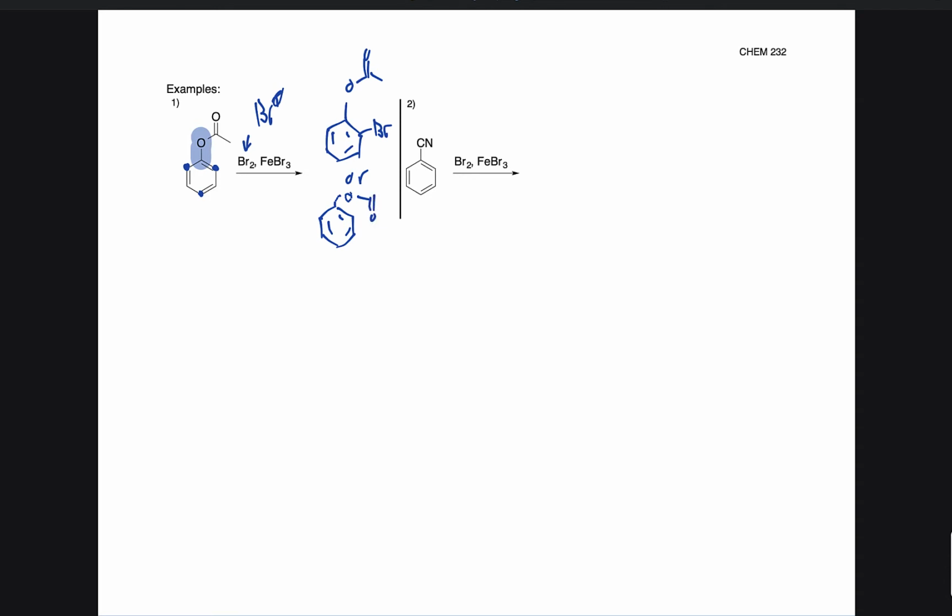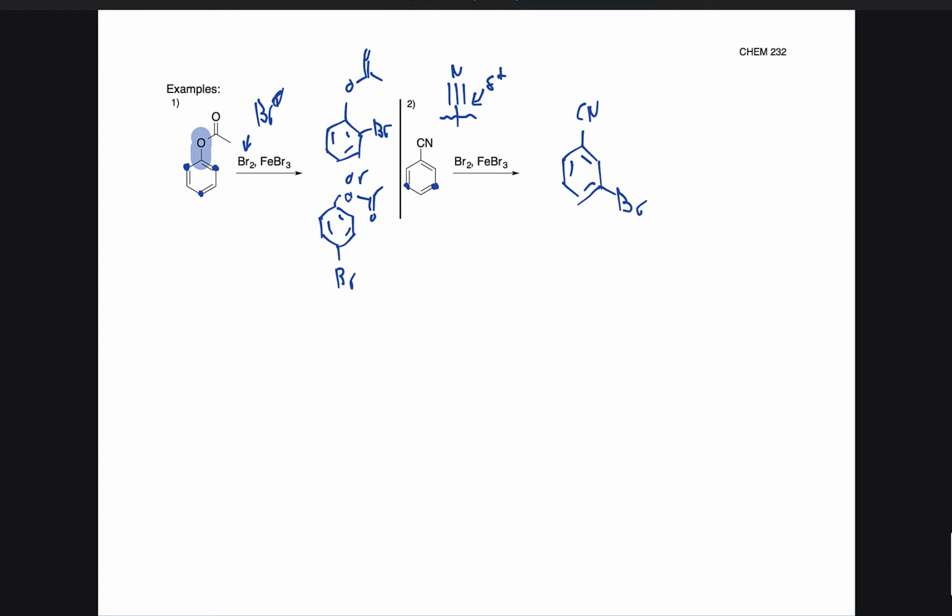It doesn't matter if I draw this ester upside down. It's the same no matter what. And on the right side here, we have our cyano group. It's this carbon triple bonded to nitrogen. So this carbon here is partially positive from the pull of that electronegative nitrogen. And we can get our electrophile, our Br, attached to the meta positions. So in either case, no matter where it goes, we'll get the same product, which is the bromine here.